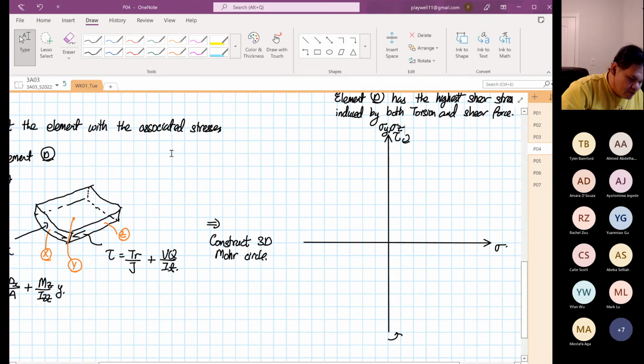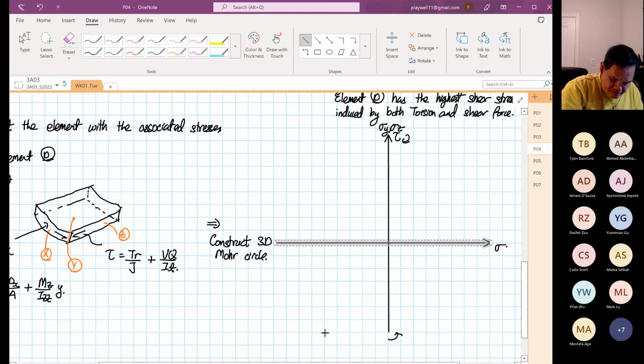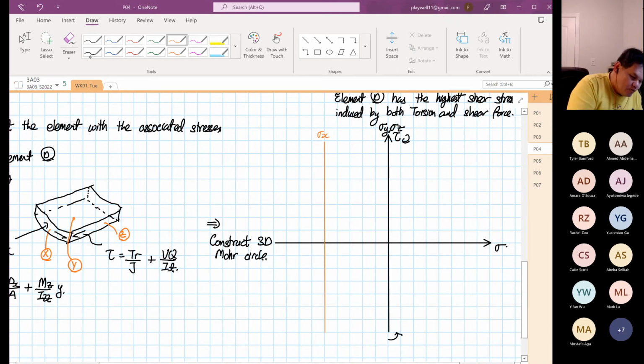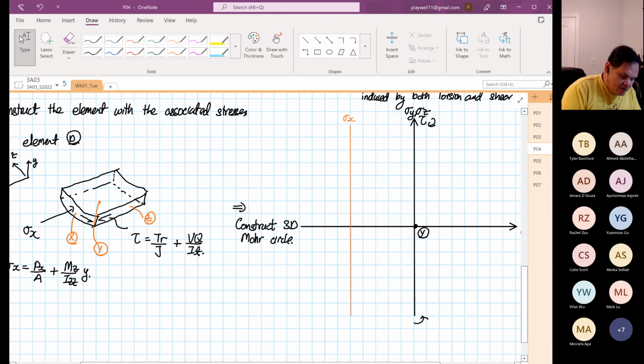Then we are going to construct our normal stress. So this line over here is our stress X. And we know point Y is exactly at the center over here, because point Y has zero shearing stress and zero normal stress. Now the thing is point X.